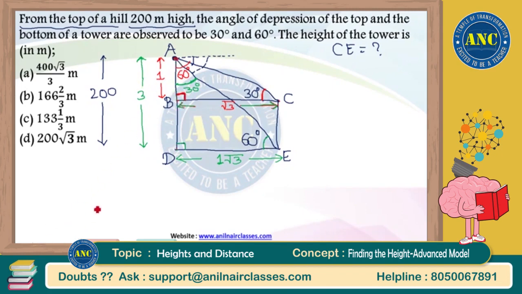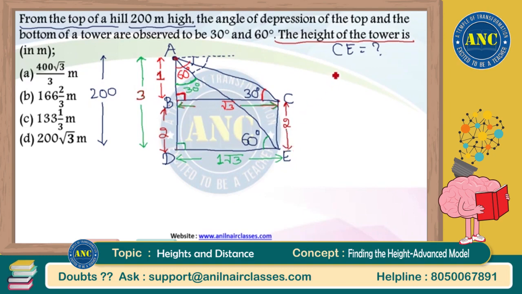AD value according to the assumption is 3. AB value according to the assumption is 1. So BD value should be the remaining 2 units. That means, what are they asking in the question? The height of the tower. Height of the tower is nothing but CE. CE is absolutely the same as BD, which is nothing but 2 units according to the ratio.